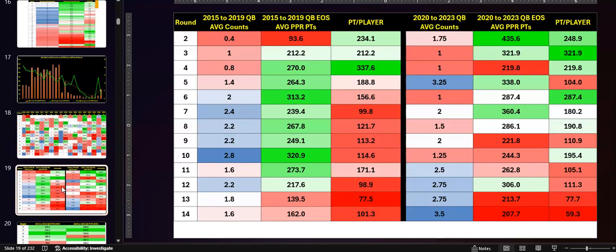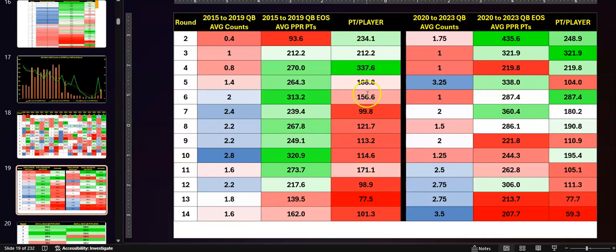Okay, what does this data say? So I then flipped back to draft round, got the average 15 to 19, average 20 to 23, because to me it was clear things had changed from 19 to 20. So I divided the data. I cut the data into 2. And we looked at the counts average, the points average, and the points per player average.